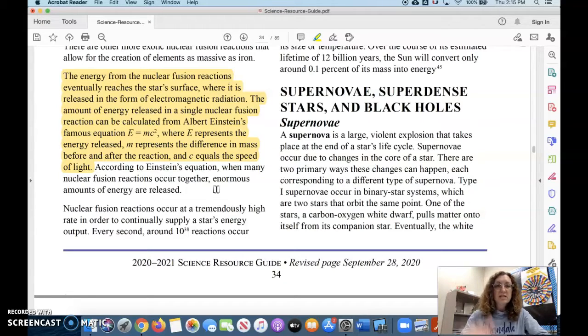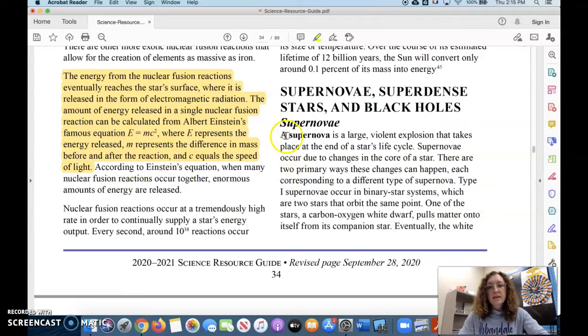The amount of energy released in one single nuclear fusion reaction comes from Albert Einstein's famous equation, E equals mc squared. E is energy released, m is the difference in mass before and after, c is the speed of light. That is how we measure the amount of energy released in a nuclear fusion reaction.